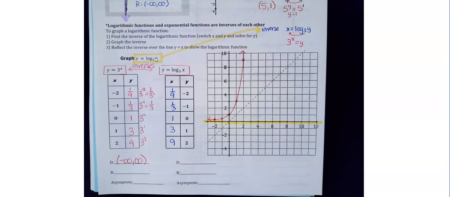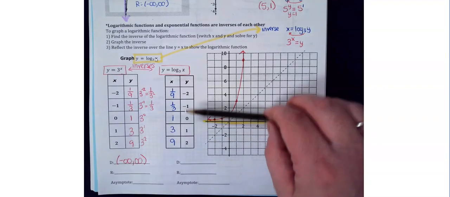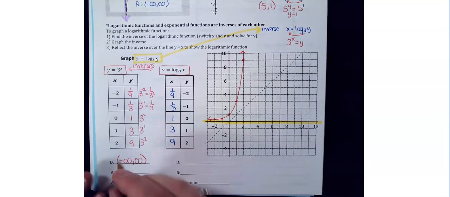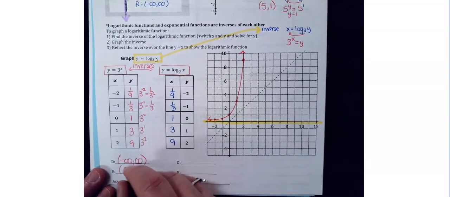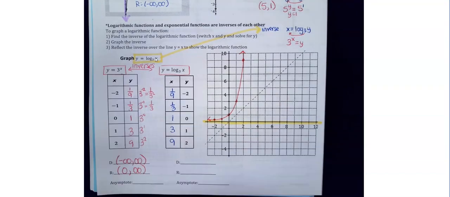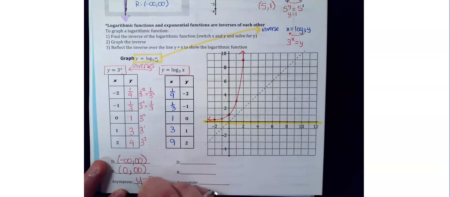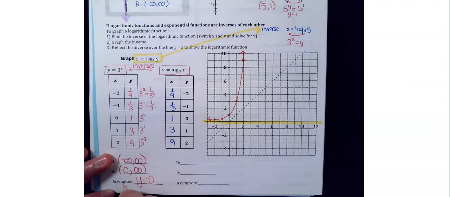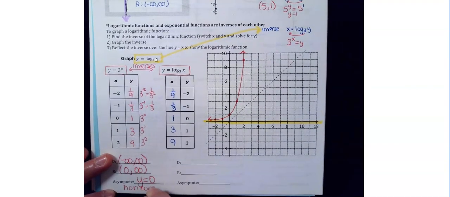Okay, now the range, right? I don't start touching any part of that graph until I hop over the x-axis. So the range, and we don't use a bracket, we use parentheses because you don't actually touch the x-axis, is 0 to infinity. All those y values are positive. And then the asymptote for that exponential, I kind of highlighted it, is the x-axis, which has the equation y equals 0. Any exponential function has an asymptote that is a horizontal line, so it's a flat line.